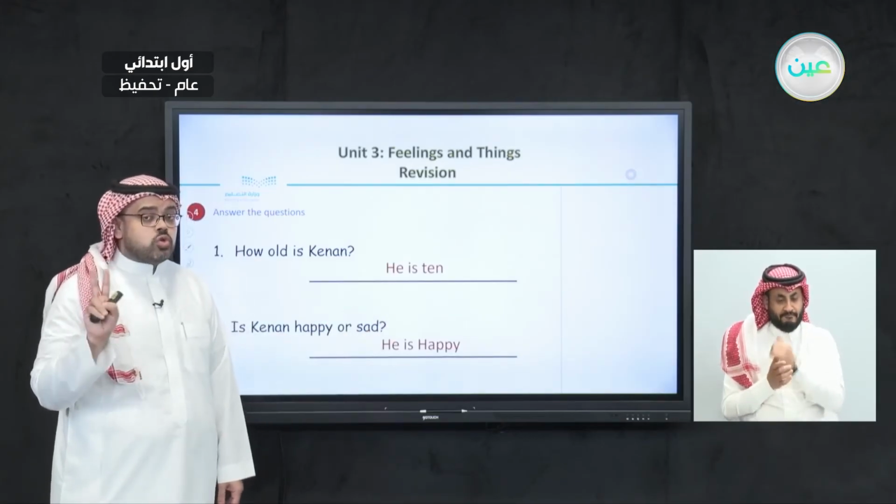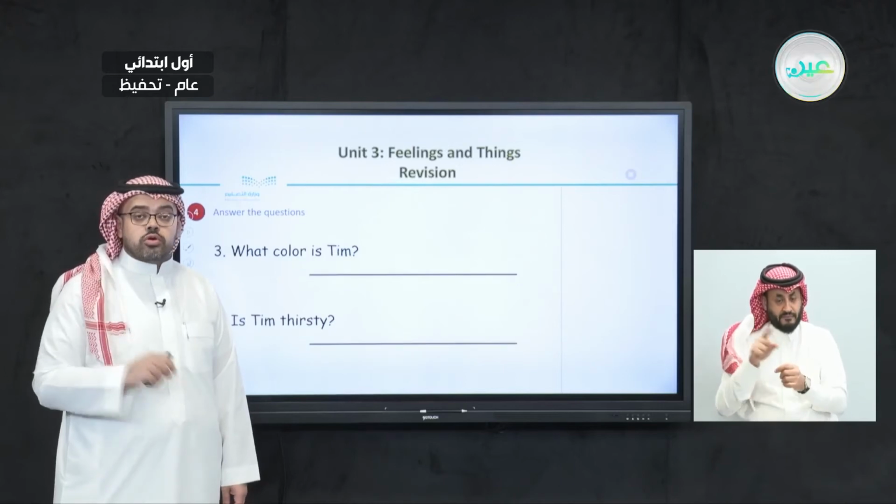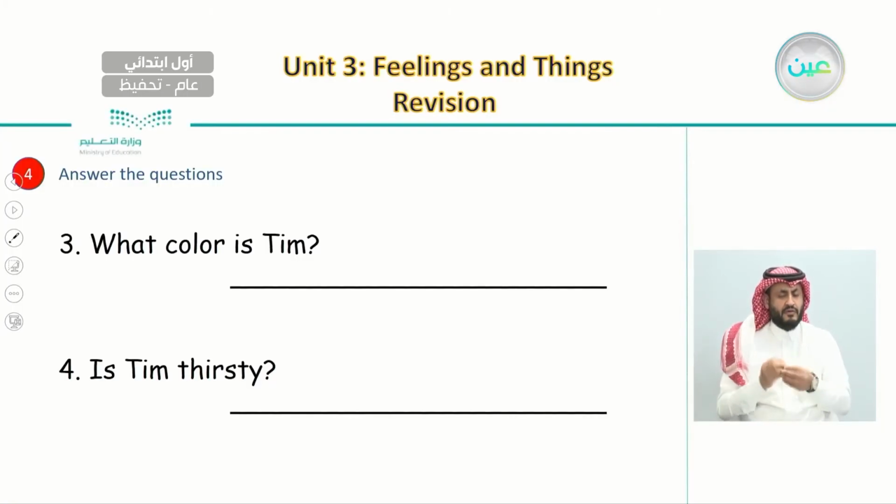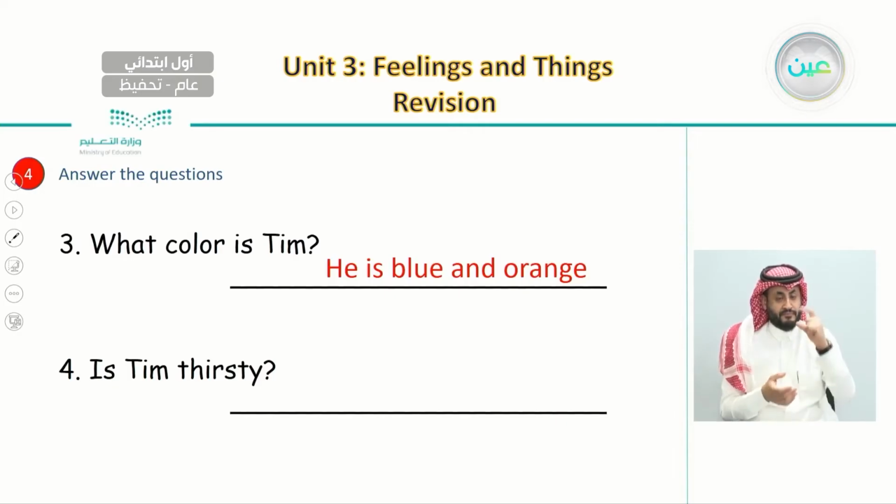Now we have 2 questions left. The third one is, what color is Tim? Tim the parrot, what color is he? He is blue and orange. 2 colors. He is blue and orange.